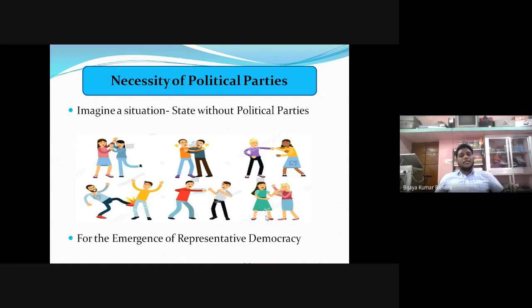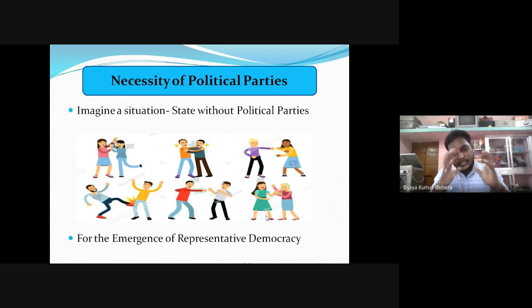The next one is the necessity of political parties. We have already discussed the functions of political parties and now we will discuss the necessity. Why do we need a political party, if political parties, as we know, deal with various corruptions? Not all political parties deal with corruption, but a question arises in our mind: why do we need political parties?